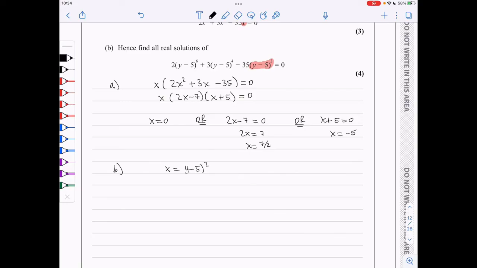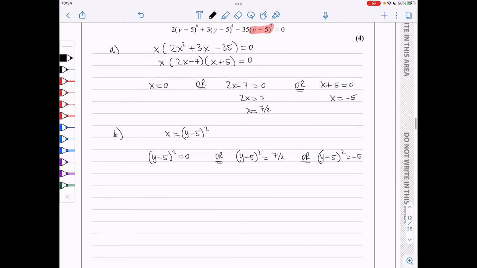Now we have the solutions for x. So either y minus 5 all squared is 0, or y minus 5 all squared is 7 over 2, or y minus 5 all squared is negative 5. Now the first thing I notice is that in the last part here we have no solution. We can't have something squared giving you a negative answer. So I'm just gonna say reject, not valid.